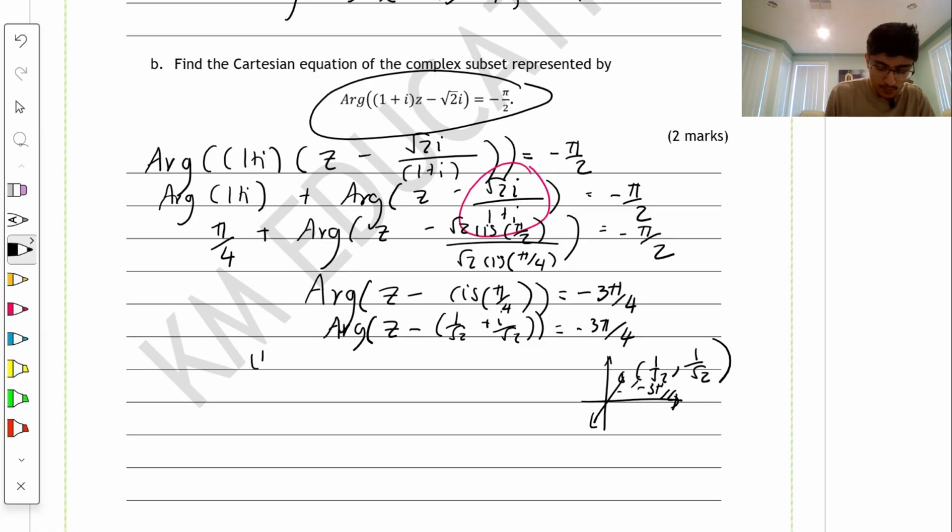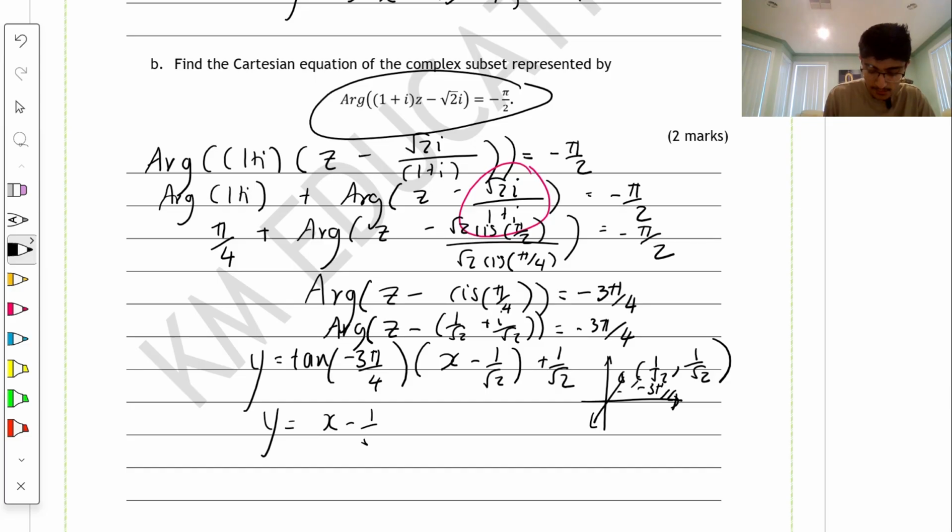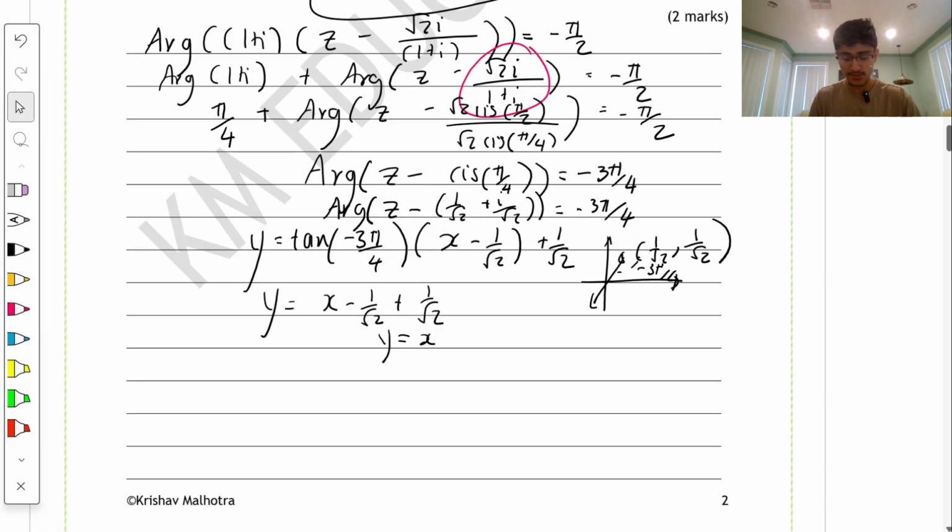So my equation will be y equals tan(-3π/4), and because the line is supposed to pass through (1/√2, 1/√2), I can do (x - 1/√2) + 1/√2. So my answer here simplifies to (x - 1/√2) + 1/√2, which is just y equals x. But looking at the graph, we can see there is a domain restriction, because it's a ray. Rays are not defined over all real numbers. So I can see quite clearly that it's to the left. So I can say x is less than 1/√2. So that's my final answer.